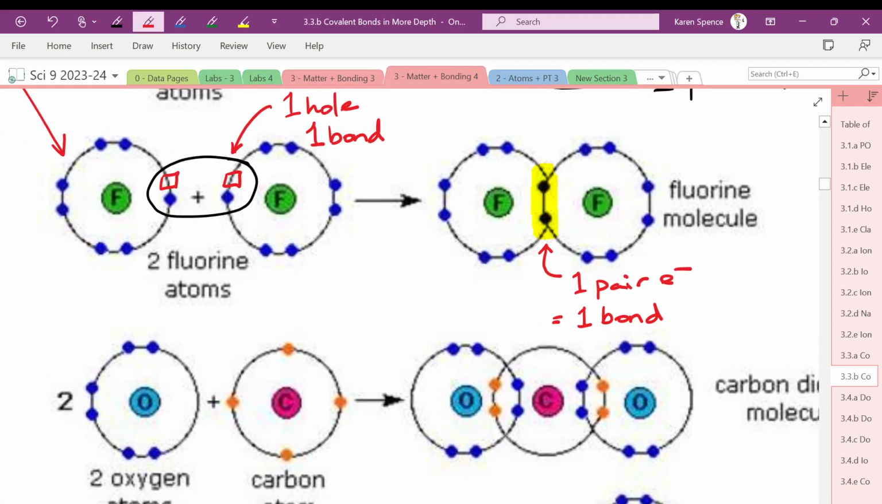Here we have carbon, and carbon has 1, 2, 3, 4 electrons in its valence shell. What group must it be in? 14. Okay. How many holes or empty spots are there in the outer shell of the carbon atom? 4. 1, 2, 3, 4. So how many bonds? 4 holes. Therefore, carbon can form how many bonds? 4 bonds.